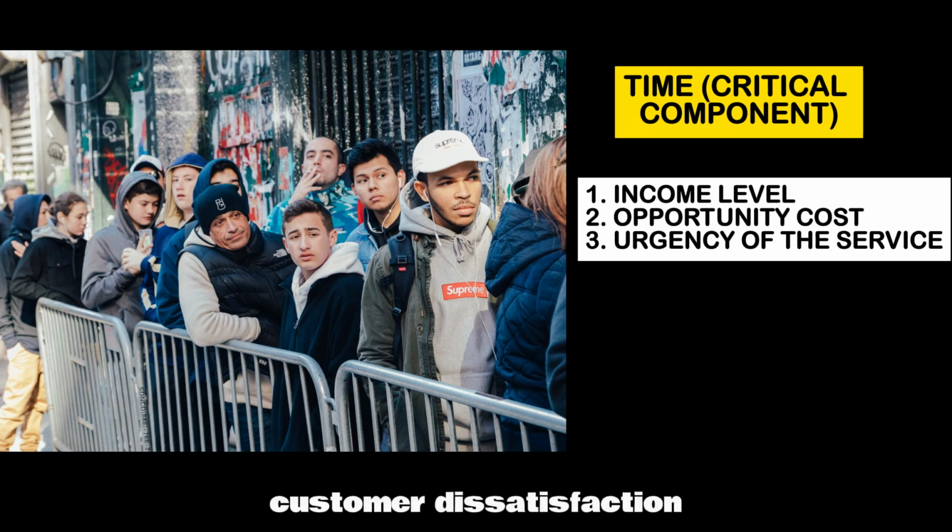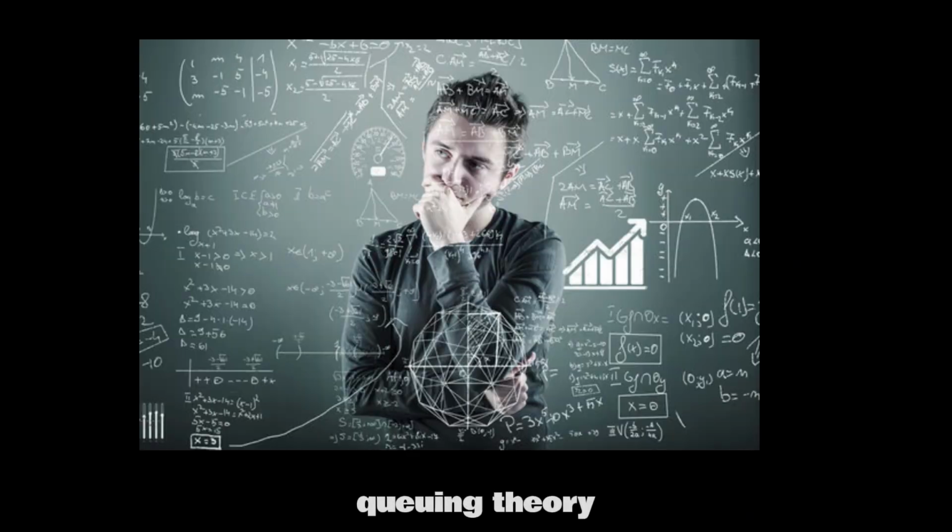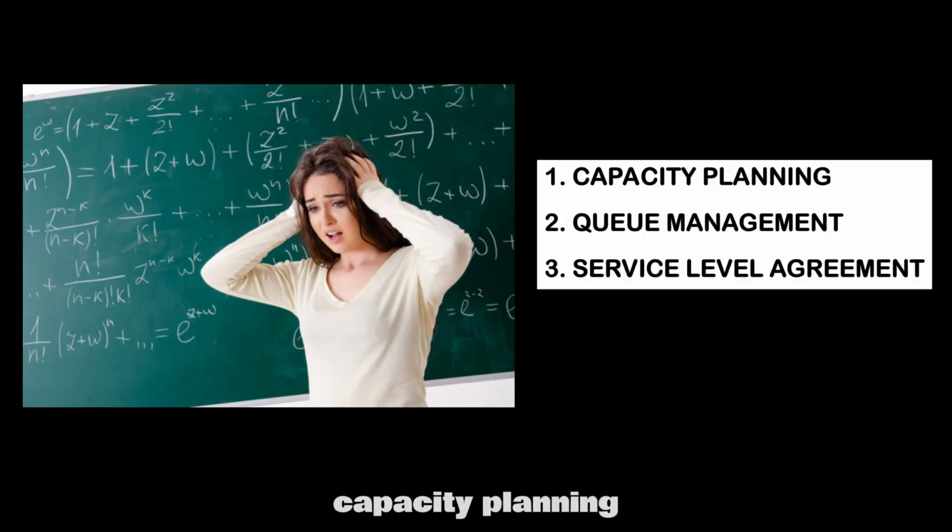Customer dissatisfaction due to waiting can lead to negative perceptions of the service provider, resulting in decreased customer loyalty and potential loss of future business. Businesses must consider waiting cost when designing their service processes to minimize wait times and improve customer satisfaction. Queuing theory provides mathematical models and analytical tools to analyze and optimize waiting times in service systems. Strategies such as capacity planning, queue management, and service level agreements can help mitigate waiting cost.